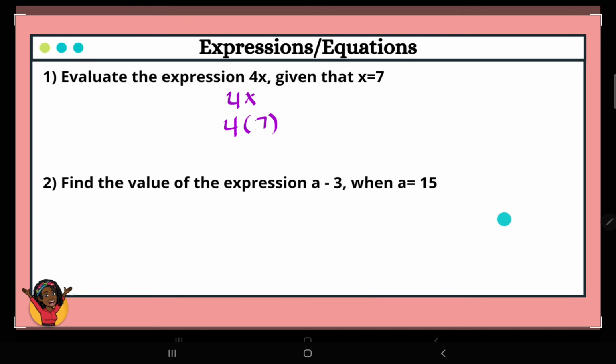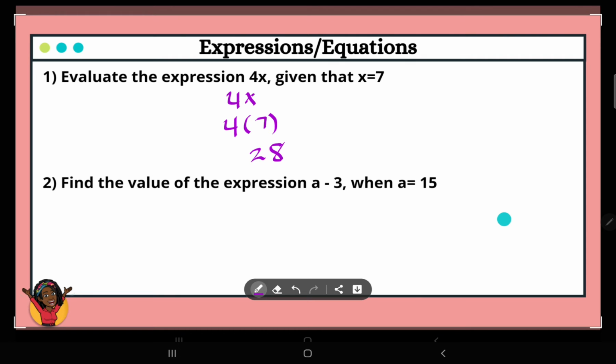4 times 7 is 28. Now a common misconception is to think that this is 47. It is not. It's 4 times 7, just like this is 4 times x, which is why we have an answer of 28 and not 47.